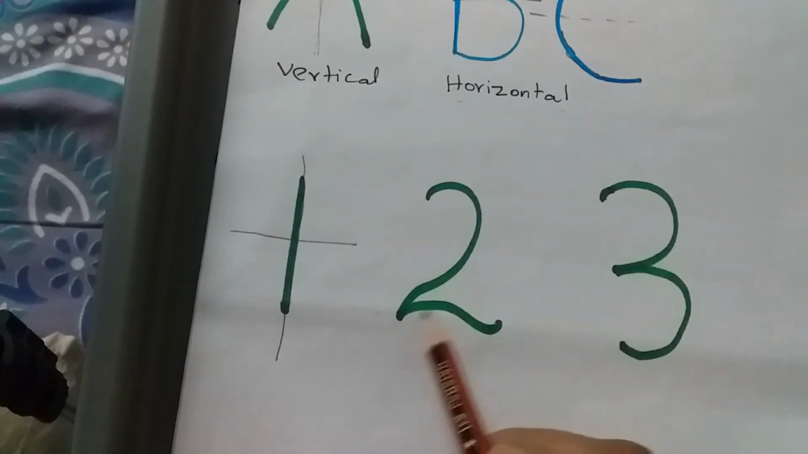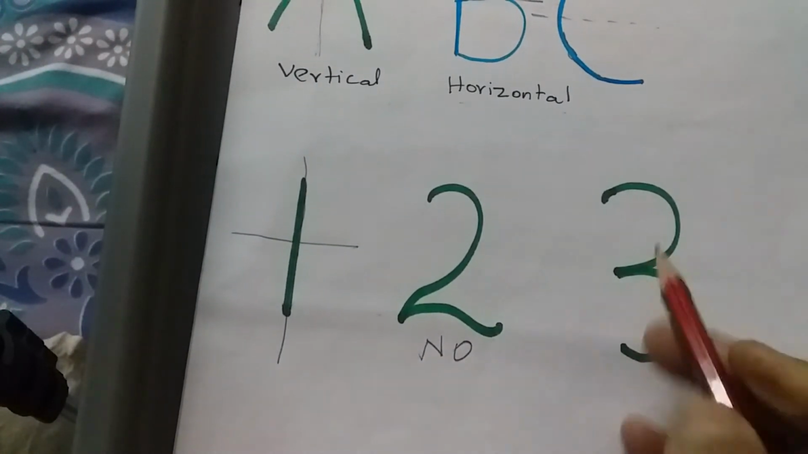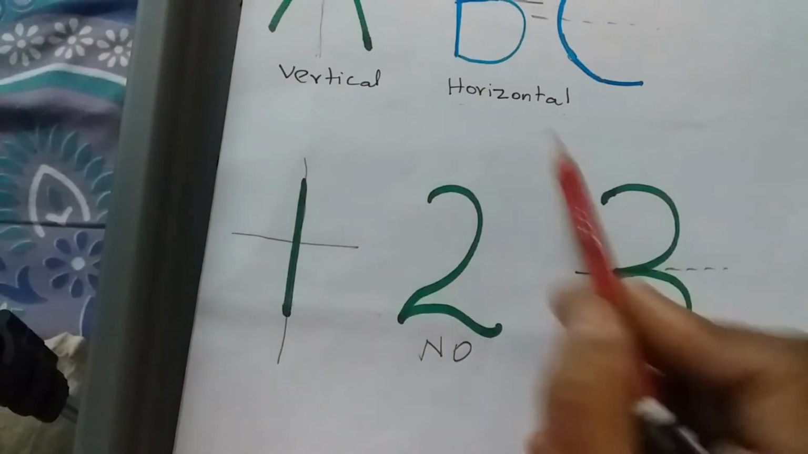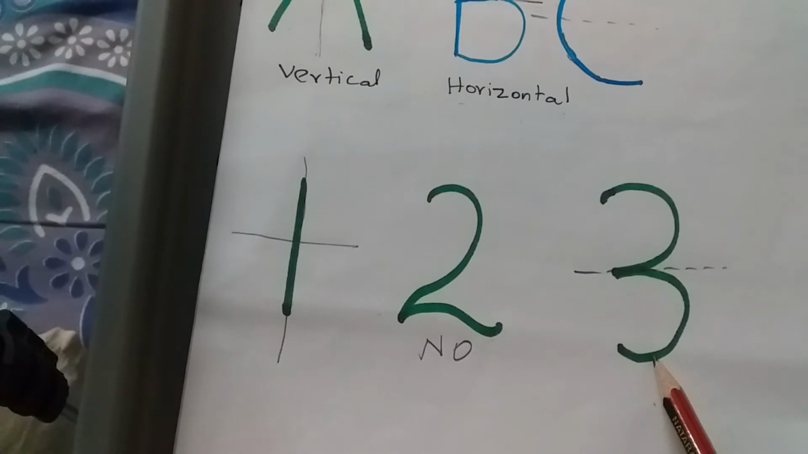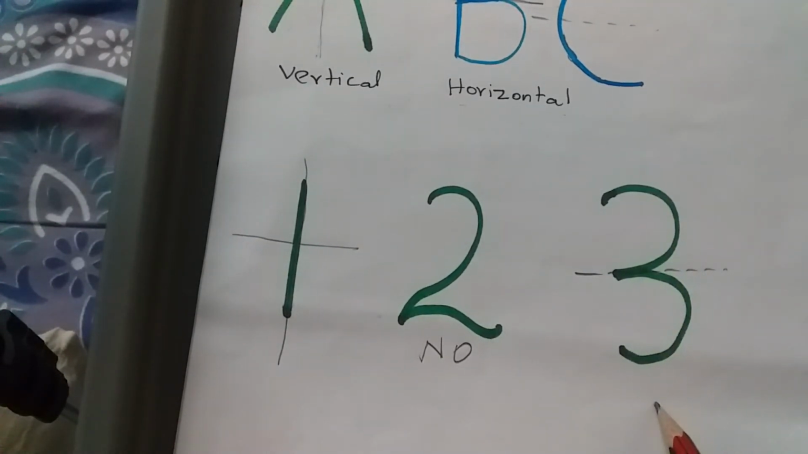And for 2, can you draw a line of symmetry? It is an irregular shape. So it has no line of symmetry. And for 3, yes, we can draw. What is this line of symmetry called? It is a horizontal line of symmetry. Can you draw one more line for this? If you draw like this, is it divided into 2 equal parts? No. So 3 has only 1 line of symmetry.